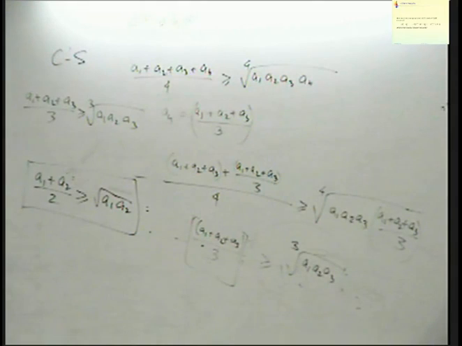This is for 3. Similarly for 5, what do you need to do? You need to go to 8. And then you need to set 3 of those quantities equal to (a1 plus a2 plus a3 plus a4 plus a5) by 5. Okay? And that's the proof of AMGM.